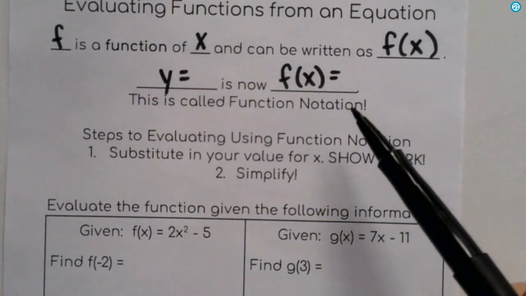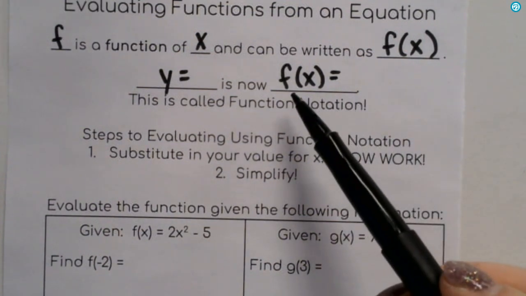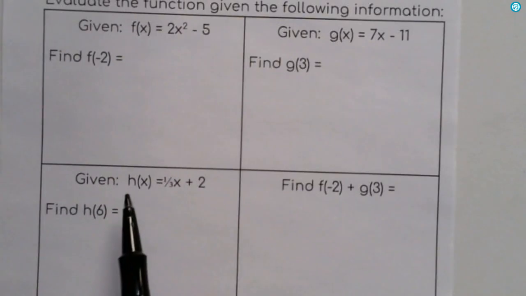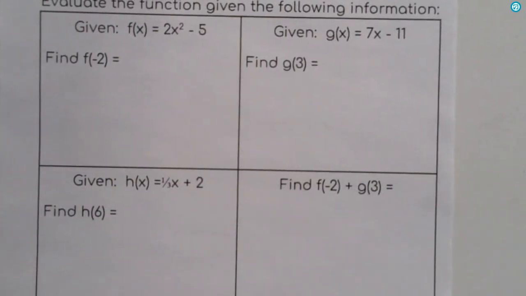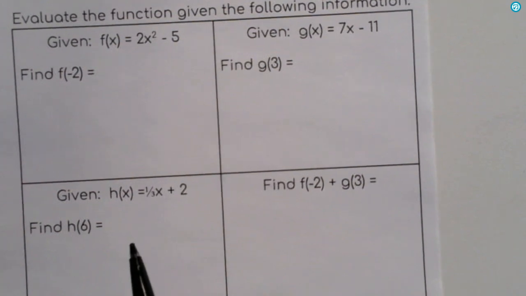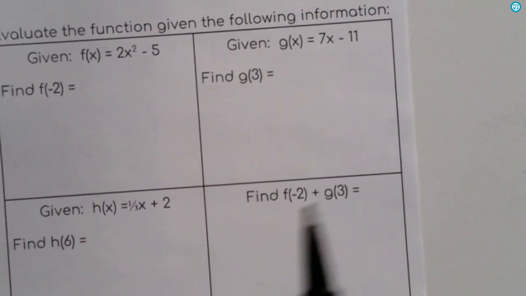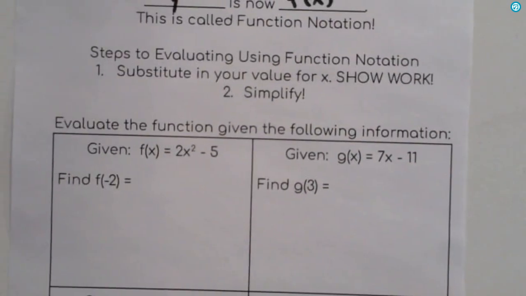When I said we have f of x, we can also label our functions other things. So we can also have g of x, h of x, or really any other letter. F, G, H, people use j and k a lot, but those are the most common ones.